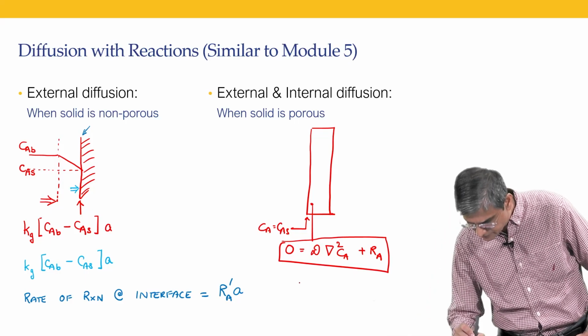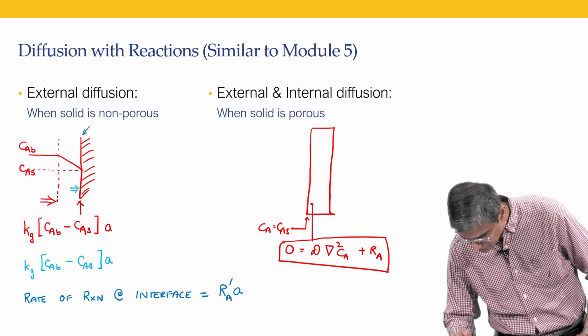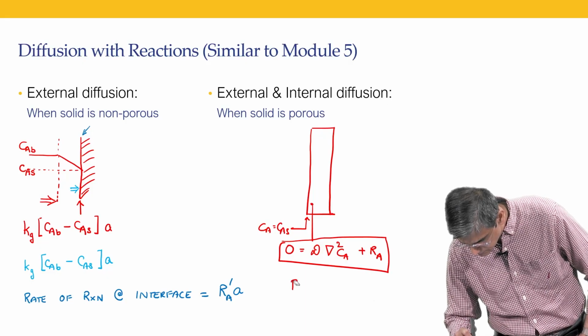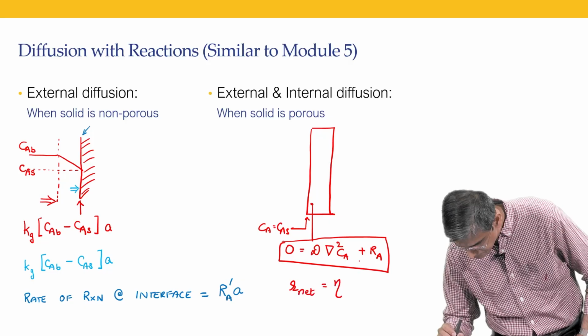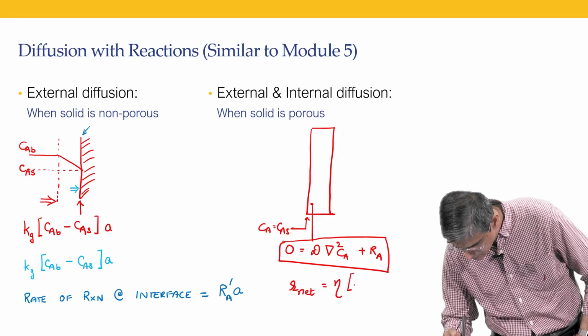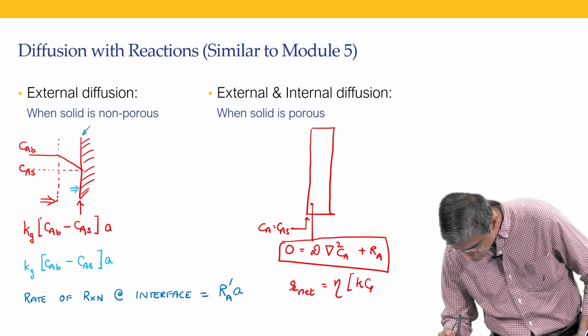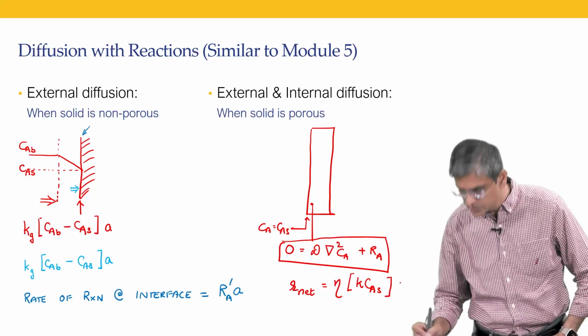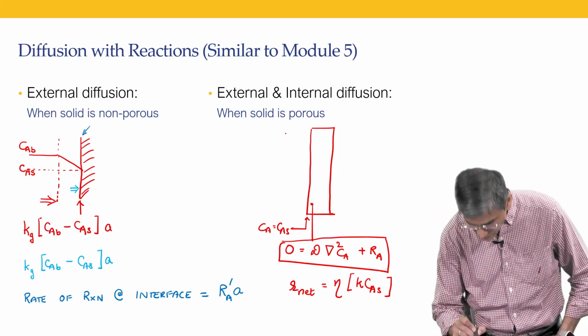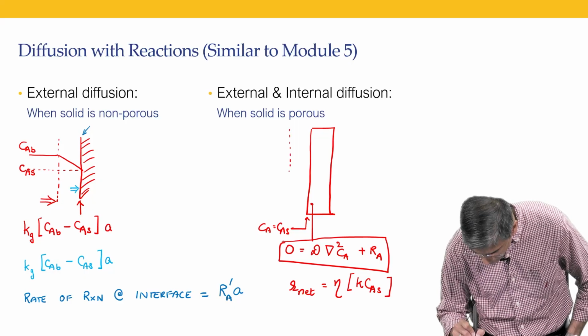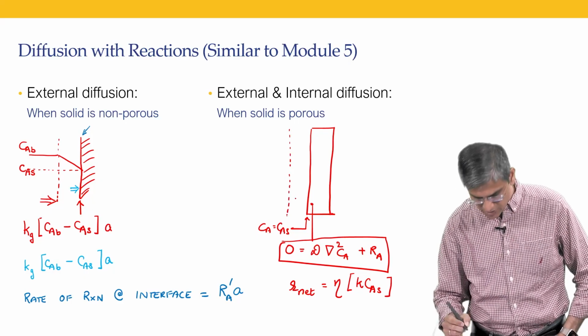Okay, and then we got the net rate of reaction, eta multiplied by k CAs. What if you have a boundary like this?